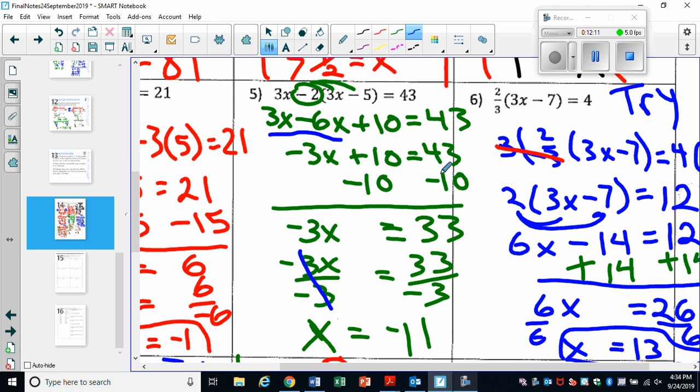Now we're back to a two-step equation. Negative 3x plus 10 equals 43. At this point, subtract 10 on both sides. Left with negative 3x is equal to 33. And now we divide both sides by negative 3. Result is 11.